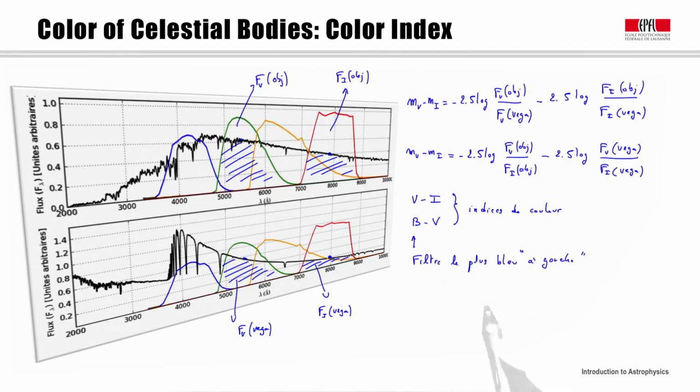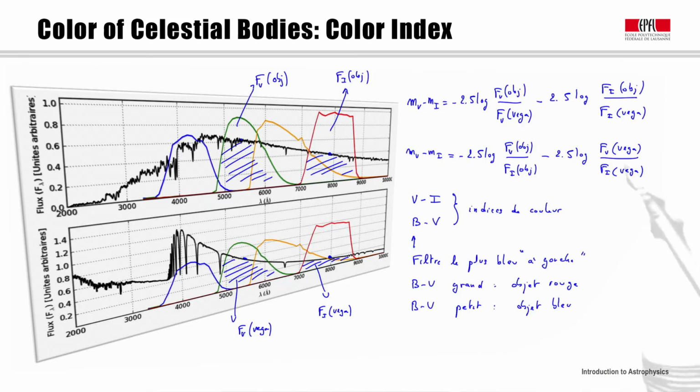With these conventions, a big color index will typically be a red object, and a weak color index will be a blue object. For example, B minus V big is typically a red object, so redder than Vega, and B minus V small will be a blue one, so bluer than Vega, since everything is scaled to the Vega star.